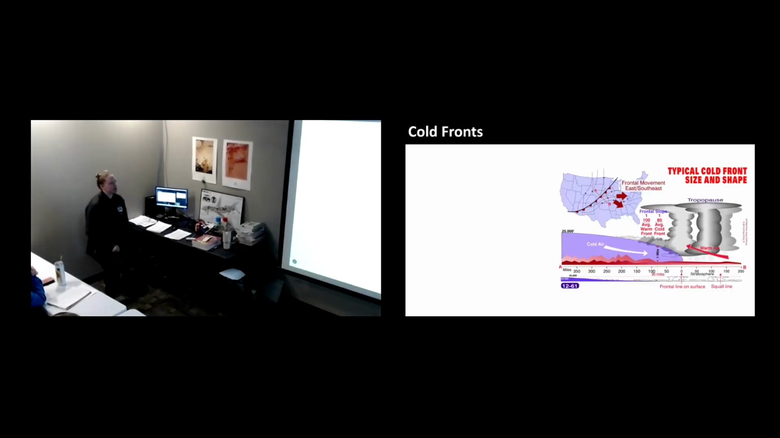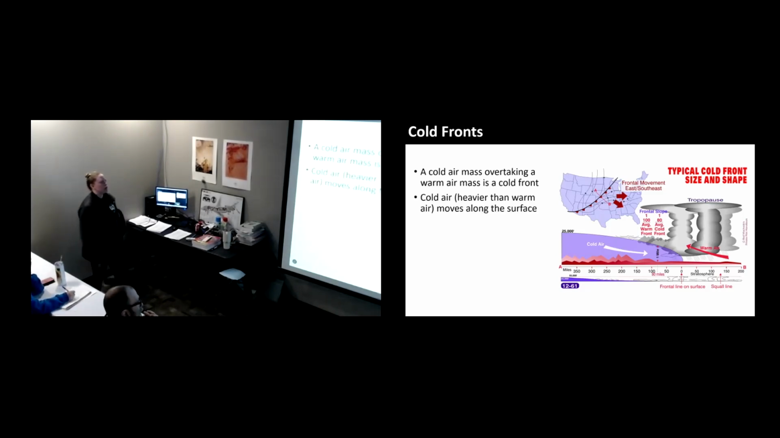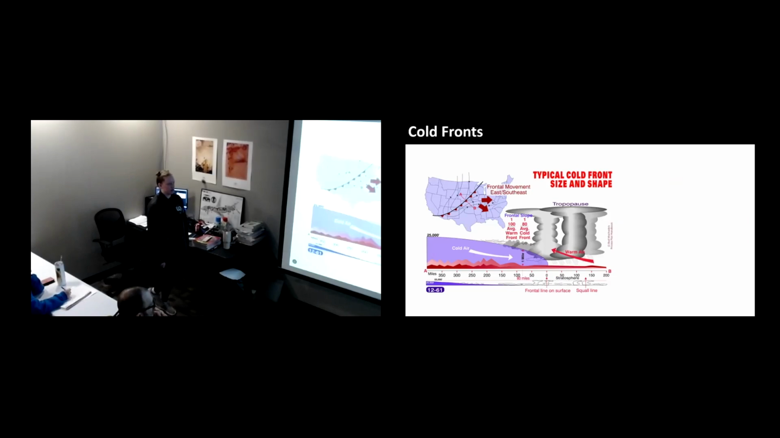All right, cold fronts. Cold air mass overtaking a warm air mass is a cold front. Write that one down. That one's going to be important. Cold front is cold air overtaking warm air. Cold air is heavier than the warm air. It moves along the surface. It pushes that warm air up like a snowplow. This is what it looks like.